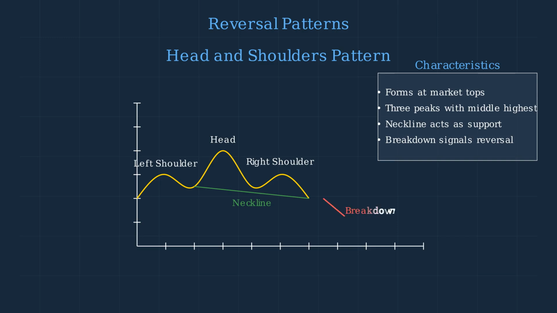When the price breaks below the neckline, traders look for further downside movement. The typical price target is often calculated as the distance from the head to the neckline, projected downward from the breakdown point.